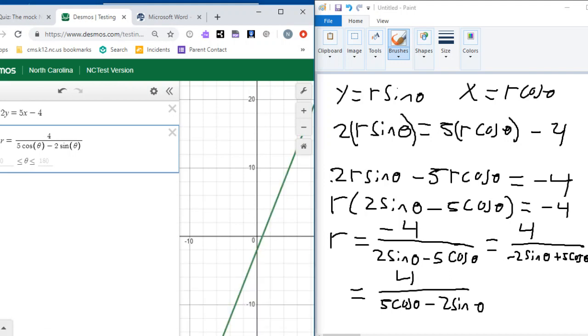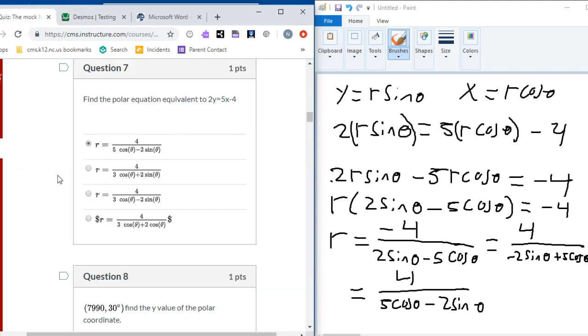Boom, blue, boom, green, boom, blue. And just by the nature of the first answer choice being the one that matches up, that graph matches up, so the first answer is the option. Ignore those dollar signs, that's a typo.